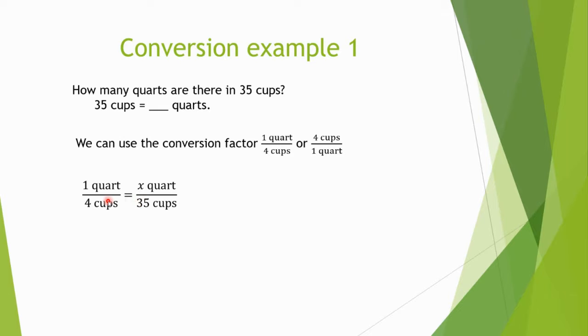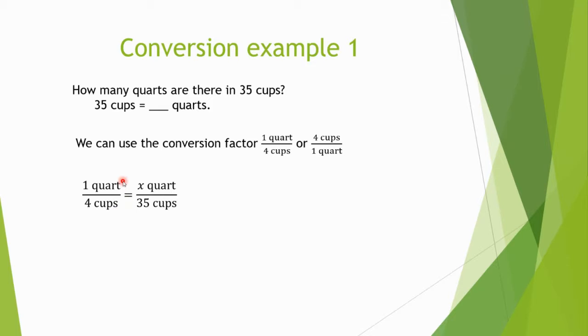Okay? And again, they both deal with the number of quarts and the number of cups. So the ratios here are equal. If 1 quart is 4 cups, we want to know how many quarts there are in 35 cups. They both deal with the number of cups in a quart. So, good.